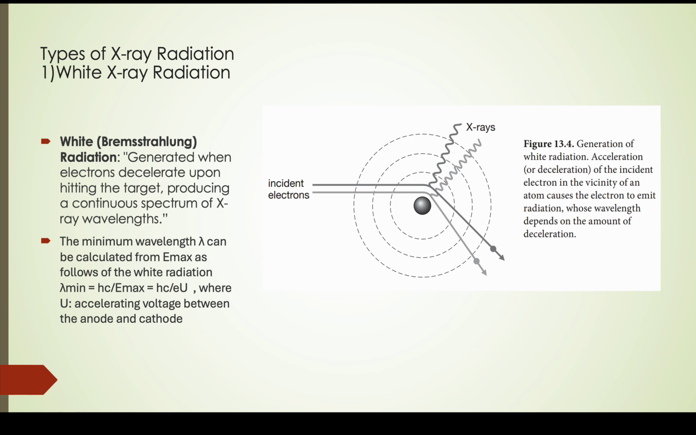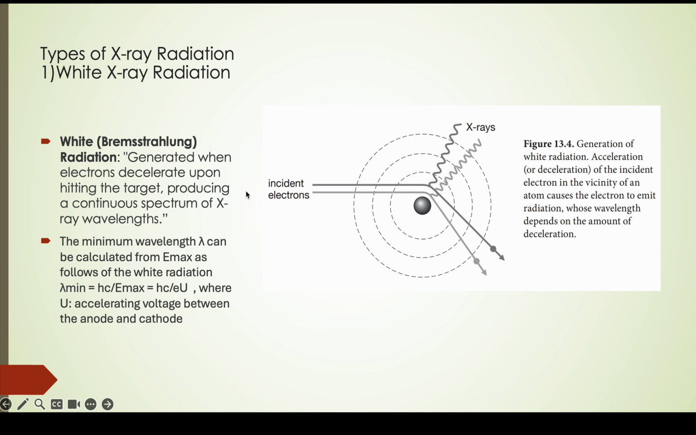Why is it known as white? Because white light has multiple wavelengths in it and it's a spectrum, that's why it's known as white radiation. Here the minimum wavelength lambda can be calculated with the help of the given formula: lambda minimum is equal to hc over Emax. Emax is the maximum energy that is possible. Maximum energy can be written in terms of charge and potential. So here we write Emax as eU, so lambda minimum is hc over eU, where U is the accelerating voltage between the anode and the cathode. Cathode is the source, anode is the target material.